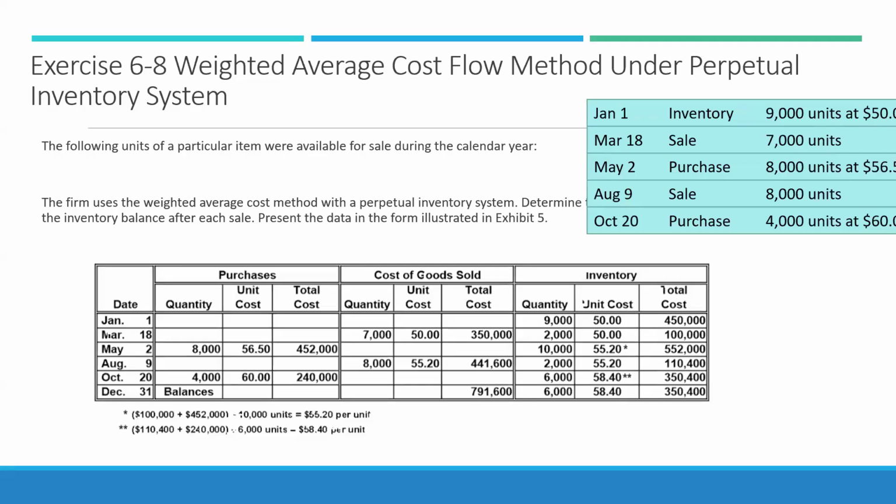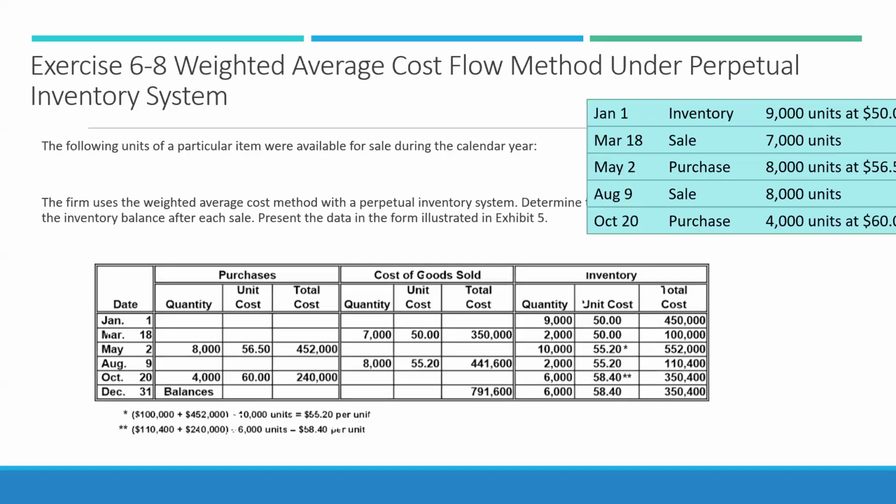Then our total cost is 552,000. And then we have to divide that by the total inventory on hand of 10,000 units. And we get $55.20 per unit. That's our average, that's our weighted average cost.